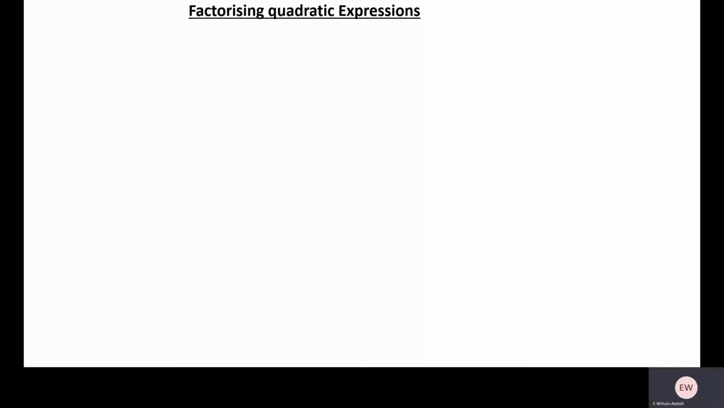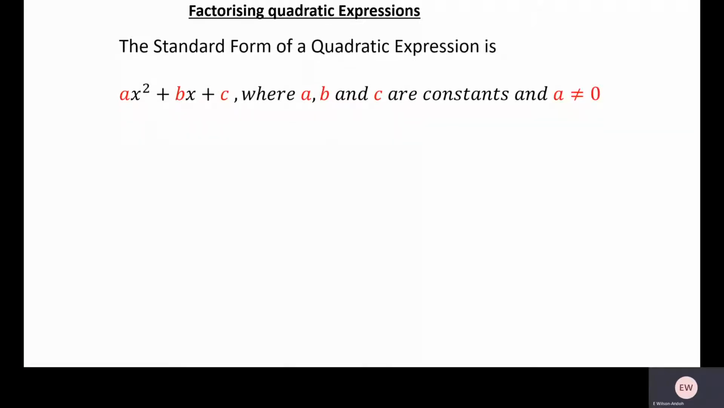A quadratic expression is also an algebraic expression, but in this expression, the highest power of the variable is 2. So we are looking at a quadratic expression in one variable. On the screen, the variable is x, and that is one variable. The coefficients of each term, which are a, b, and c, are constants, so they are numbers in front of the variable, and the condition is that a cannot be 0.